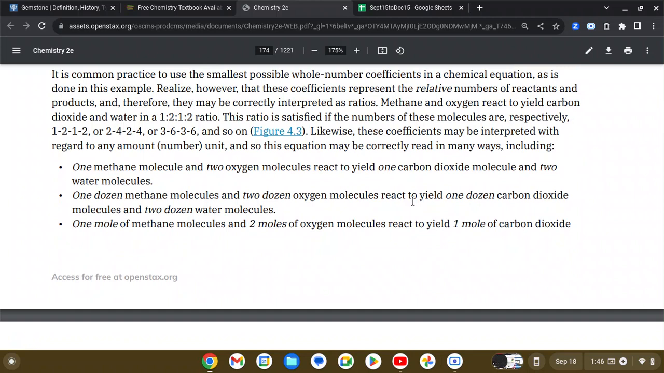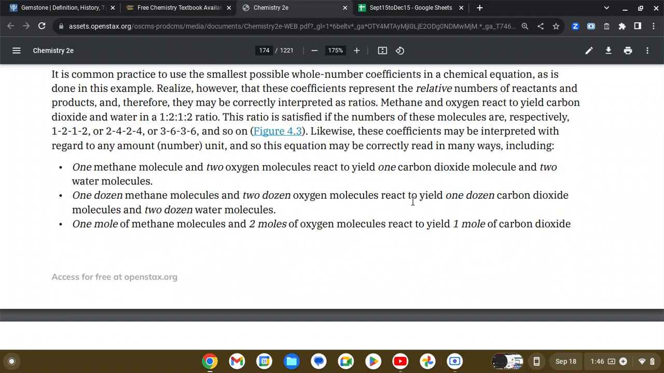Realize, however, that these coefficients represent the relative numbers of reactants and products, and therefore they may be correctly interpreted as ratios. Methane and oxygen react to yield carbon dioxide and water in a 1:2:1:2 ratio. This ratio is satisfied if the numbers of these molecules are respectively 1:2:1:2, or 2:4:2:4, or 3:6:3:6, and so on.